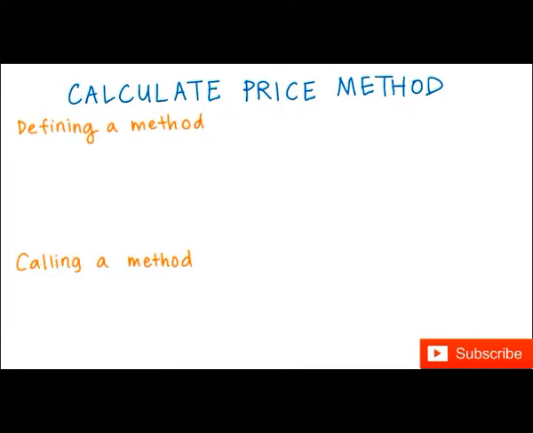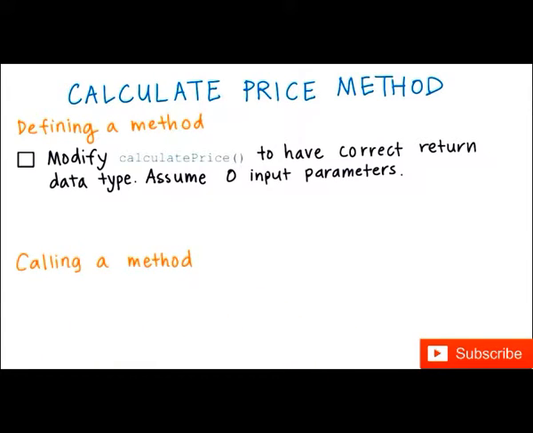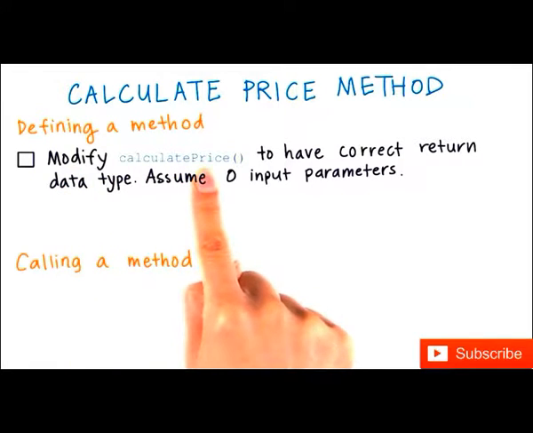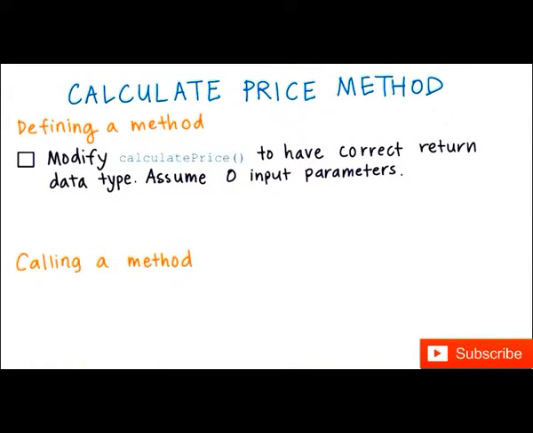For this coding task, you'll be making sure that the calculate price method is getting defined and called properly in the Just Java app. First, focus on how the method is defined. Modify the calculate price method to have the correct return data type in the method signature. Also assume that there's 0 input parameters.